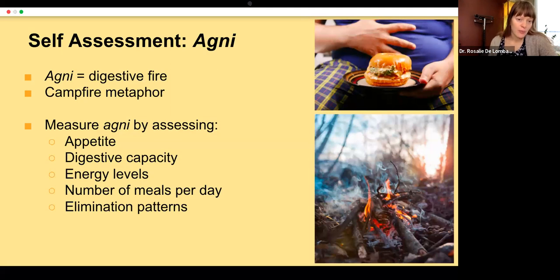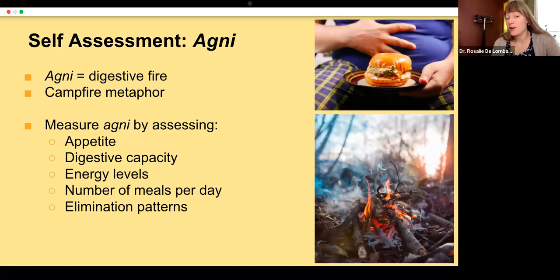You can measure it by assessing your appetite. Are you someone who just coasts throughout the day, not really hungry? That would be a sign of a low Agni, okay? Are you someone who from one moment to the next is ravenous and hangry? That would be high Agni, where your appetite is very high. And so ultimately we've got to find balance there.